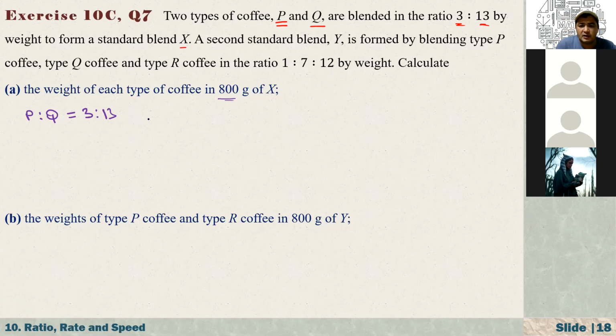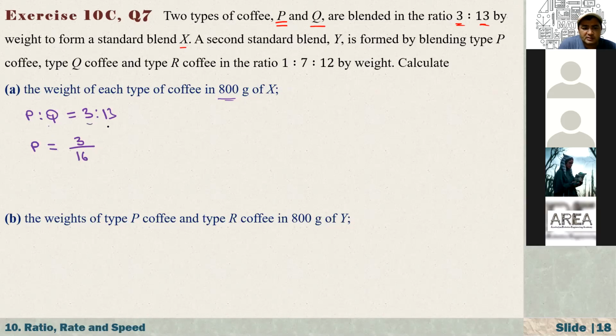So to find how much of P and Q we added, number one is to find P. P is equal to 3 out of 16, because 3 plus 13 gives 16 units, of 800 grams. 800 divided by 16 is 50, and 50 times 3 is 150. So we added 150 grams of type P.